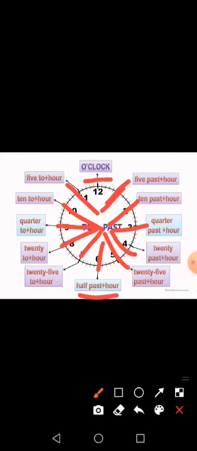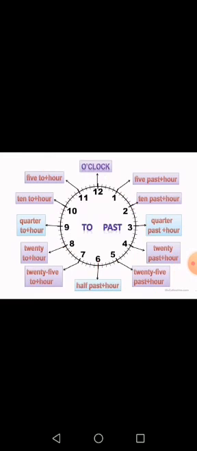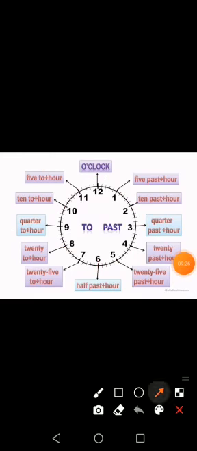So, we use here 5, 10. What is the difference? Past, to. Can you notice? The difference is here we use past. And here we use what? To. In this part we use what? We use past, and in this part we use to.